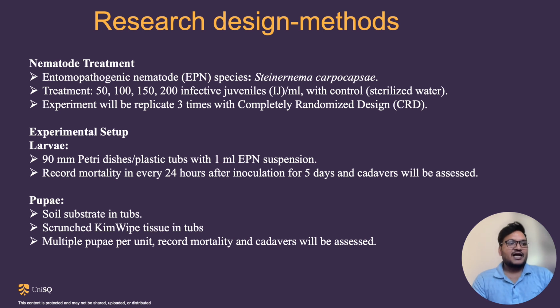The mortality of fall armyworm will be recorded every 24 hours for 5 days after the inoculation. Dead larva will be examined for the presence of entomopathogenic nematode infective juveniles using the microscope, and the color and texture of the cadavers will also be examined and recorded.